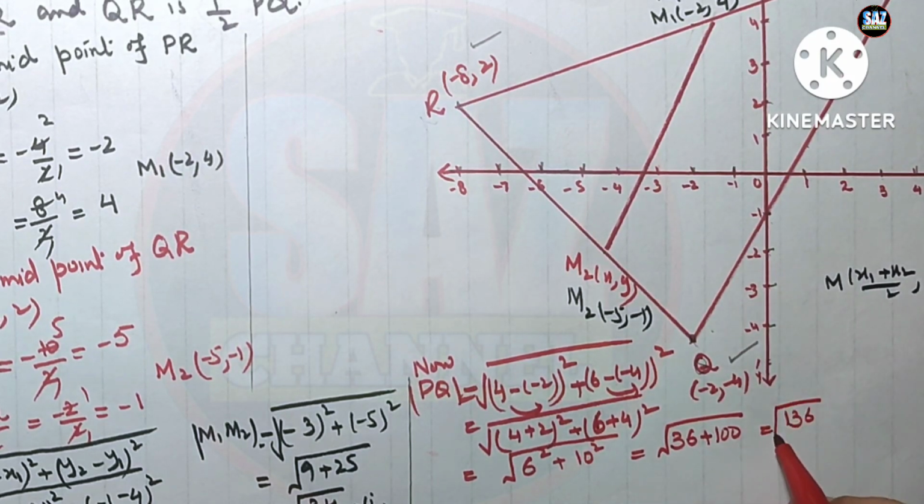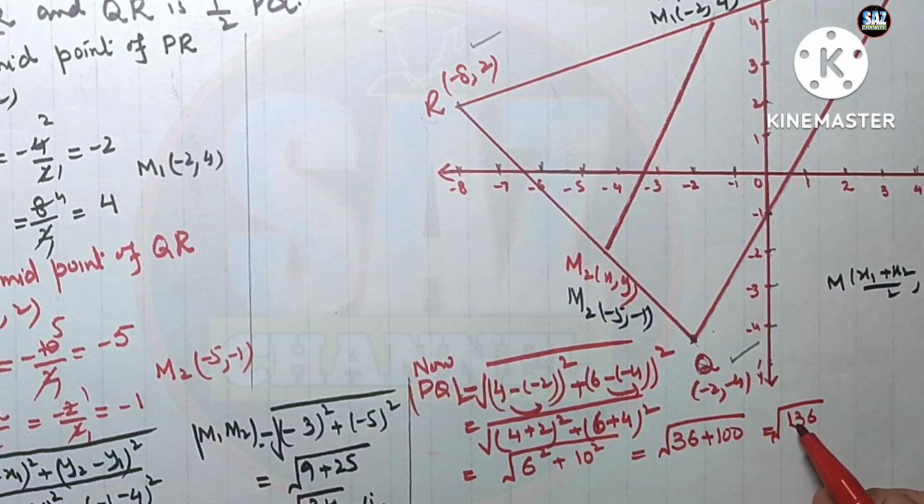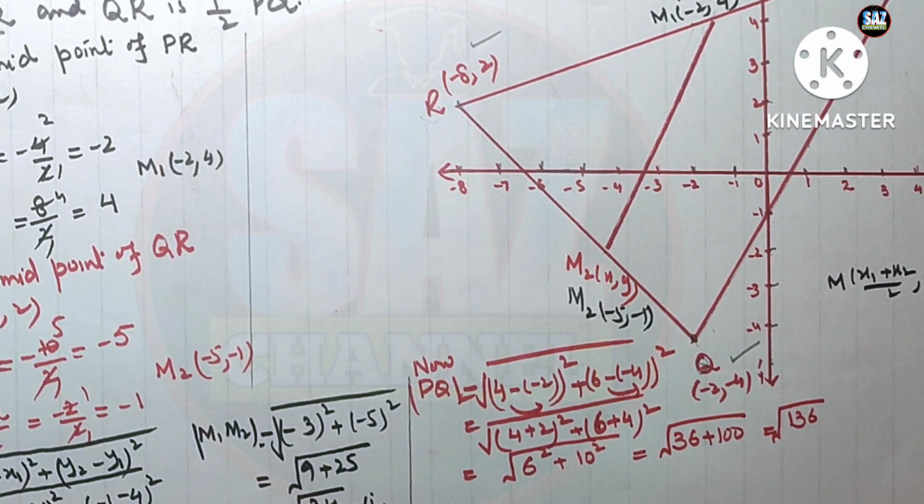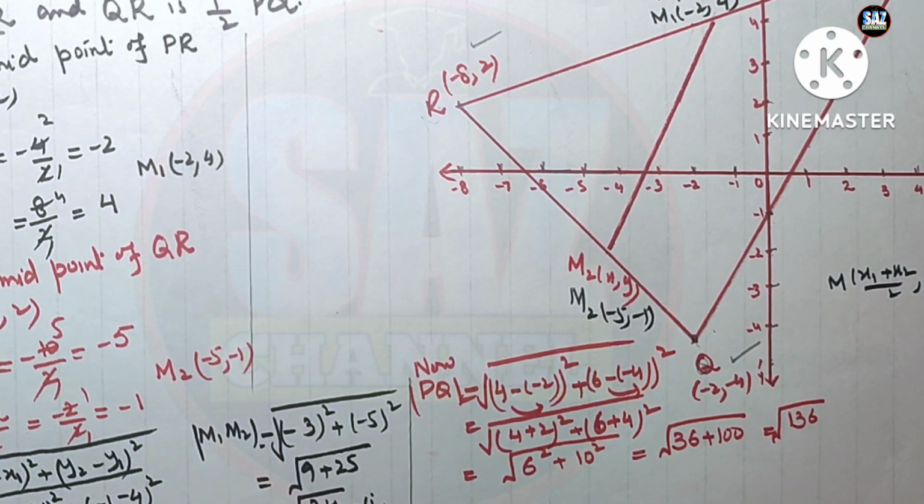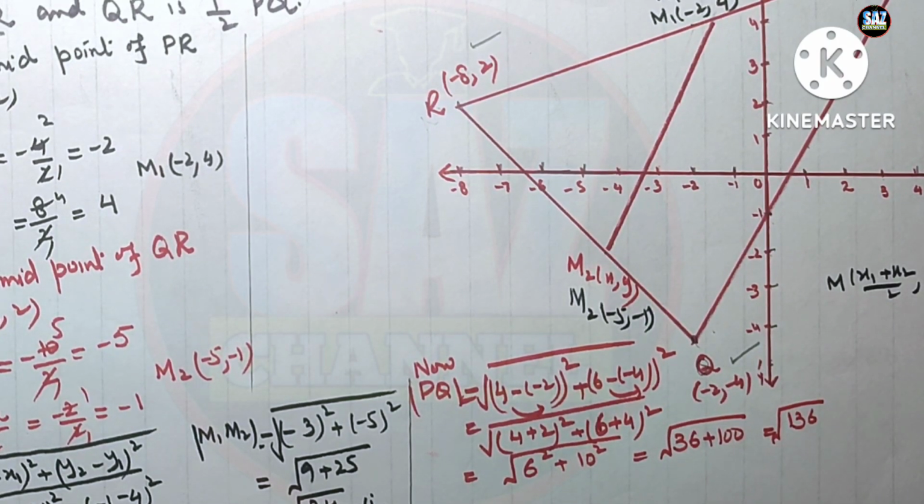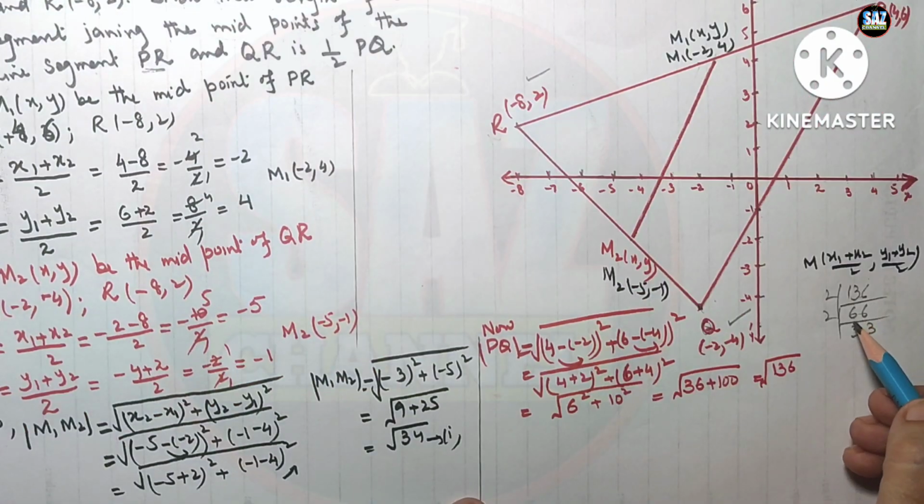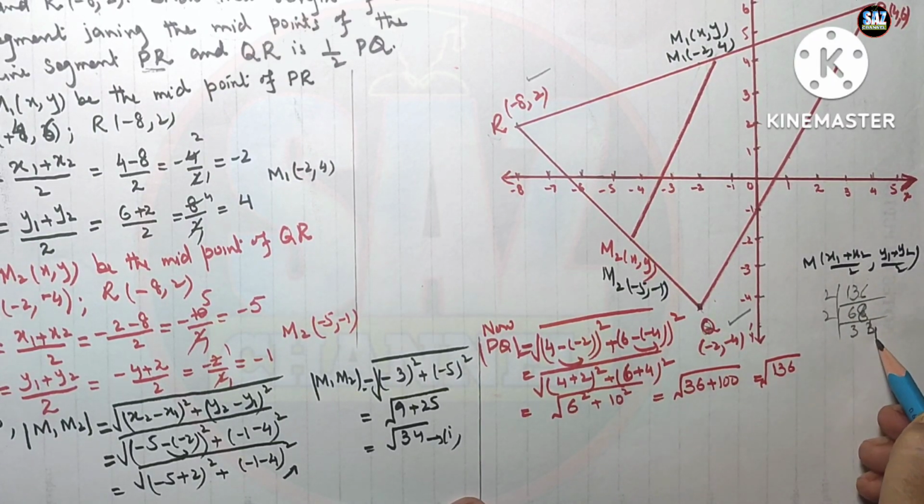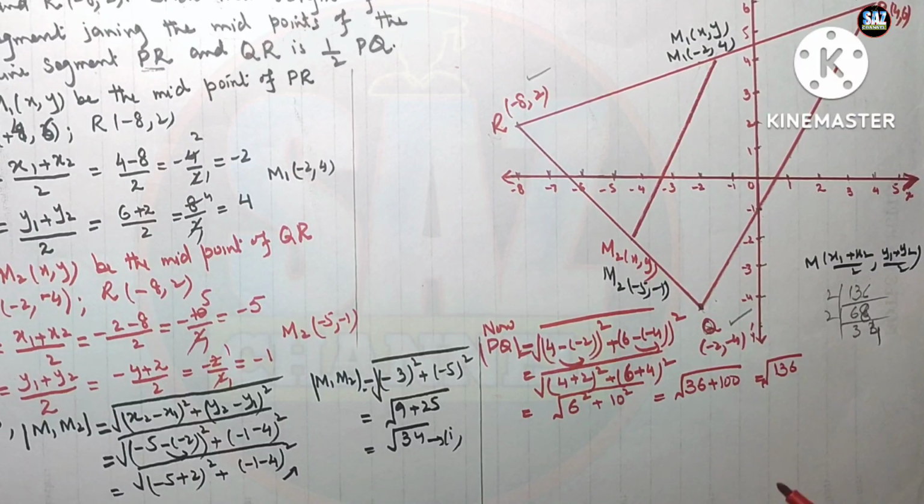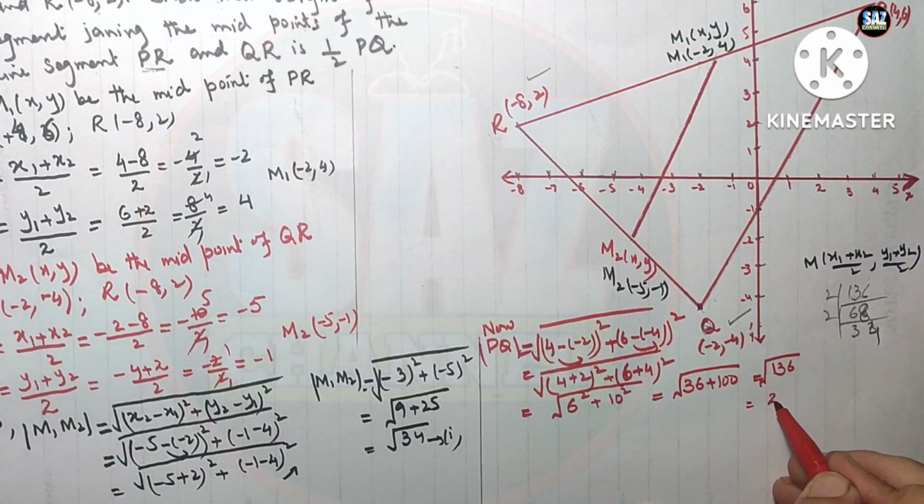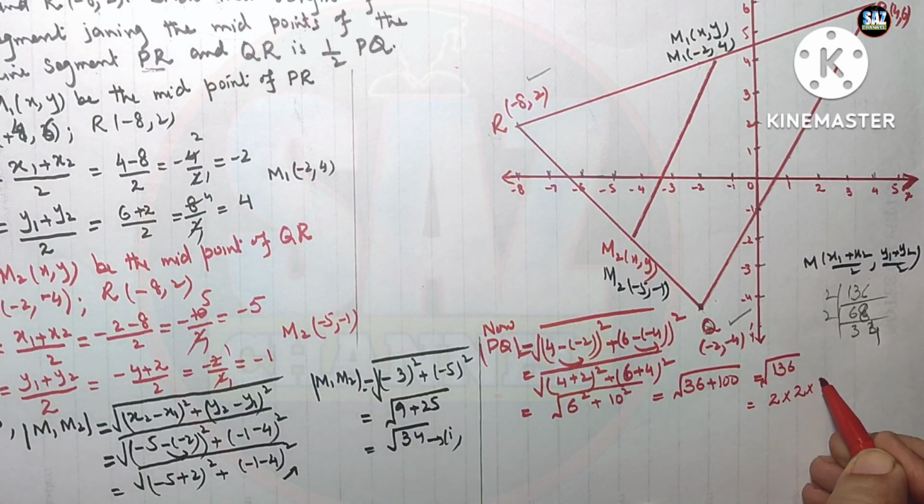Now what to do? The other distance is only square root 34. So we have to establish the relationship. We have to see whether the M1 M2 distance is half of the length PQ or not. Let me make the prime factors of 136 here first. 136, 2 sixes are 12 and 2 eights are 16, and 2 thirty-fours. So I can write it in the form 2 multiplied by 2 multiplied by square root 34.